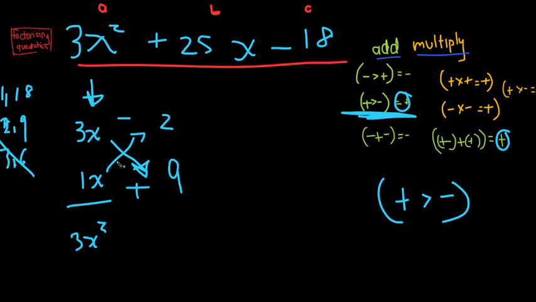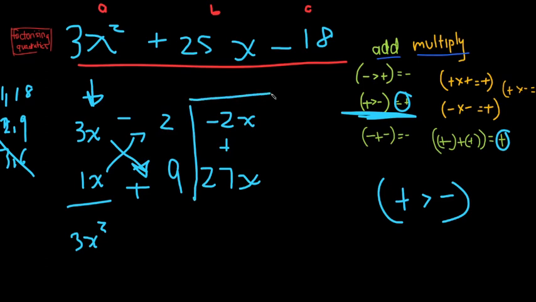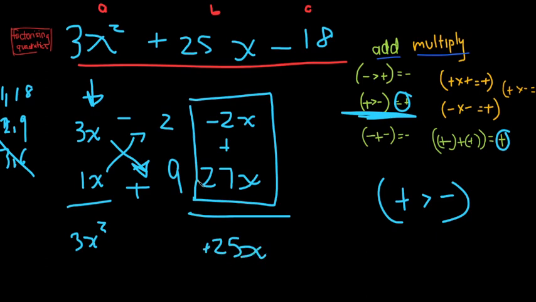And so let's try this out. So 3x times 9, 9, 18, 27. Okay, so 27x, and remember this is a positive. And 1x times -2 is -2x, and when you add them together, 27x plus -2x results in 25x, which is a positive, because there's a bigger positive number when you add with a negative number. So it's positive 25x, positive 3x squared.